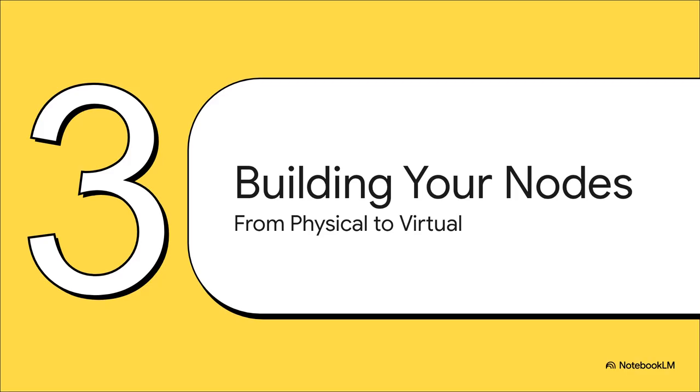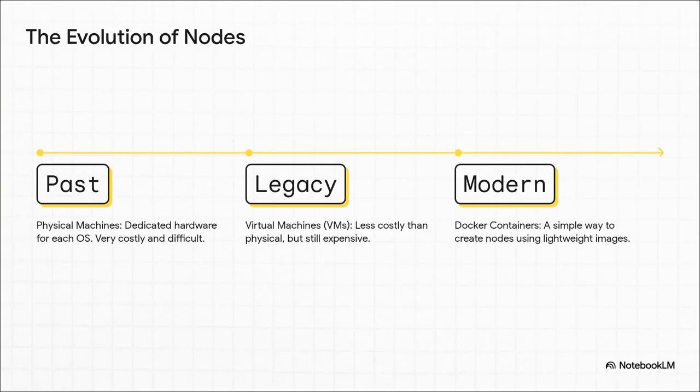All right, so we keep talking about this army of worker nodes. But what are they, really, in the real world? And has the way we build them always been the same? You know, the way we create these test environments has really evolved over the years. Back in the day, you needed actual physical machines for each node. Can you imagine? It was incredibly expensive and a total nightmare to maintain. Then things got better with virtual machines, or VMs. That was a big step up, but they were still pretty heavy and slow to get going.